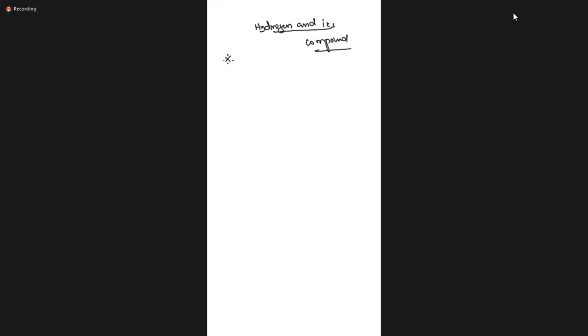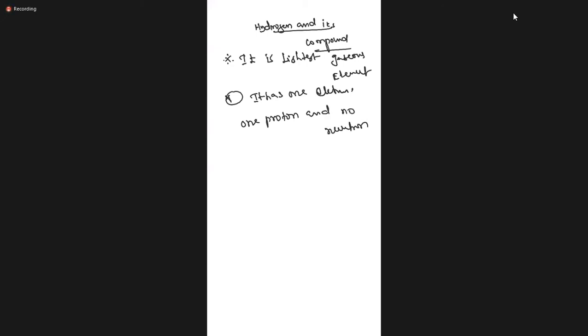It's the lightest gaseous element. Hydrogen is the lightest gaseous element. It has one electron, one proton. There is no neutron. Is it correct? See, 1H1: one electron, one proton, zero neutron. So what are the hydrogen isotopes? 1H, this is the hydrogen isotope, protium.